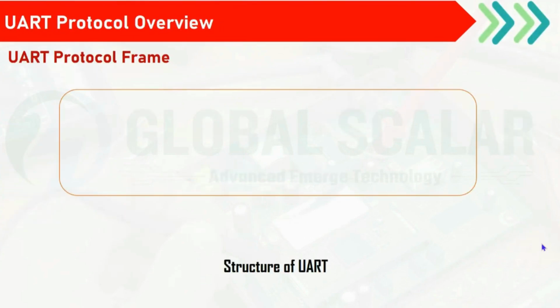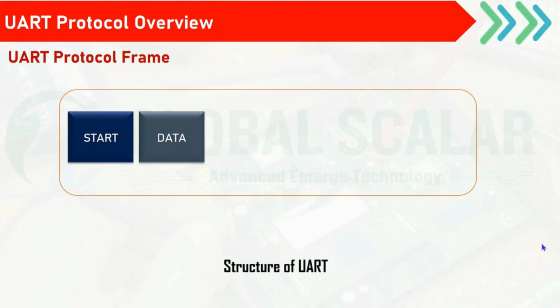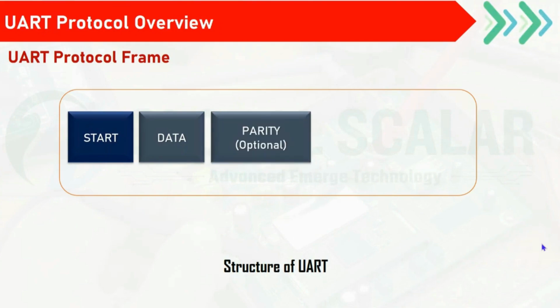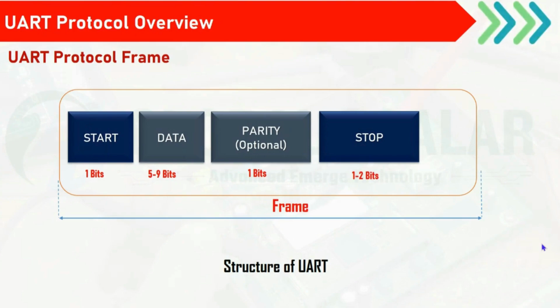Coming to the frame of the UART protocol, it has start, data, parity, and stop. Start has 1 bit. Data has 5 to 9 bits. Parity is 1 bit. And stop is 1 to 2 bits.